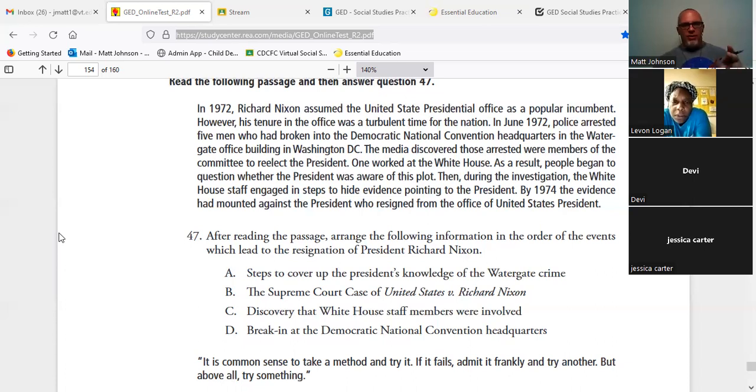Those two are very close in time frames, and it looks like I'm sitting here reading it. The way it's worded, it does say, the media discovered those arrested were members of the committee to re-elect the president. One worked at the White House. As a result, people began to question whether the president was aware. Then, during the investigation, White House staff engaged in steps to hide evidence.